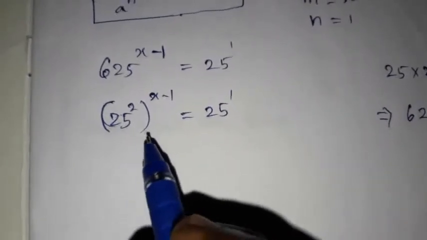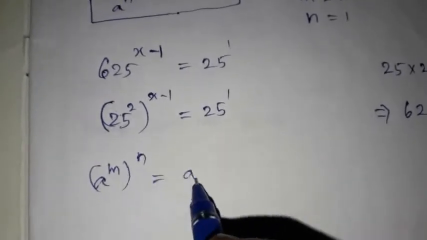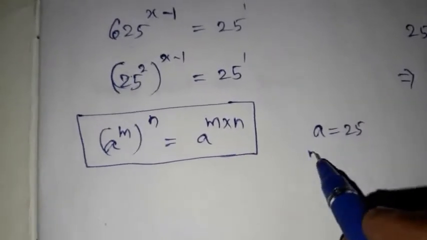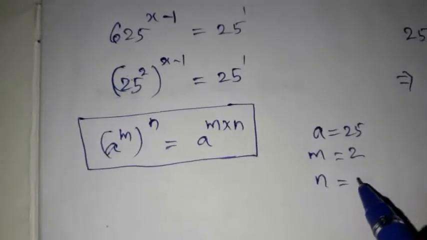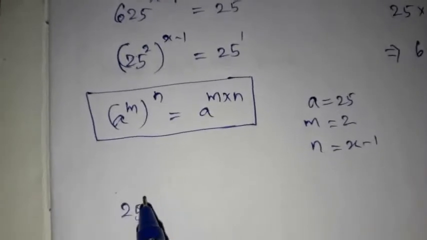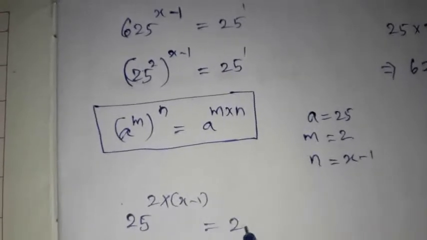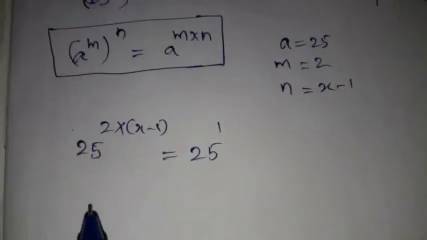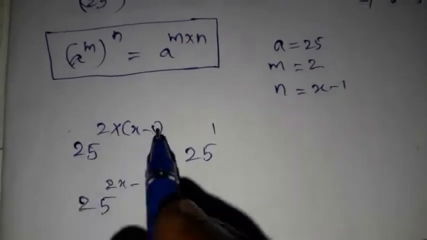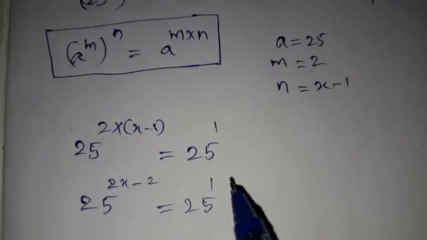In this situation, we are going to use another law. A power m the whole power n equal to a power m into n, where a equal to 25, m equal to 2, n equal to x minus 1. By using this law, it can be written as 25 power 2 into x minus 1 equal to 25 power 1. It can be written as 25 power 2 into x equal to 2x, plus into minus equal to minus, 2 into 1 equal to 2, equal to 25 power 1.